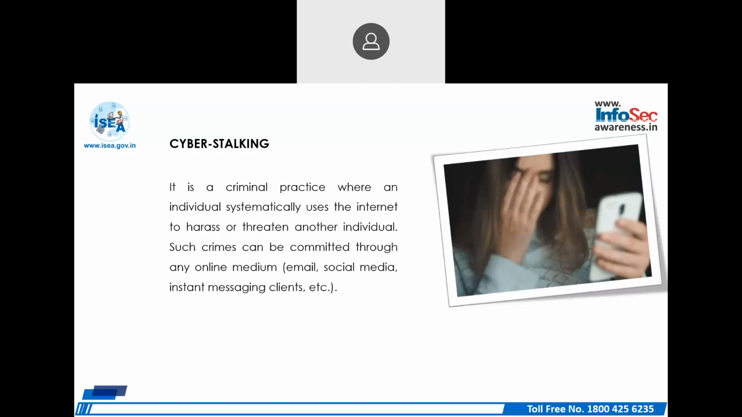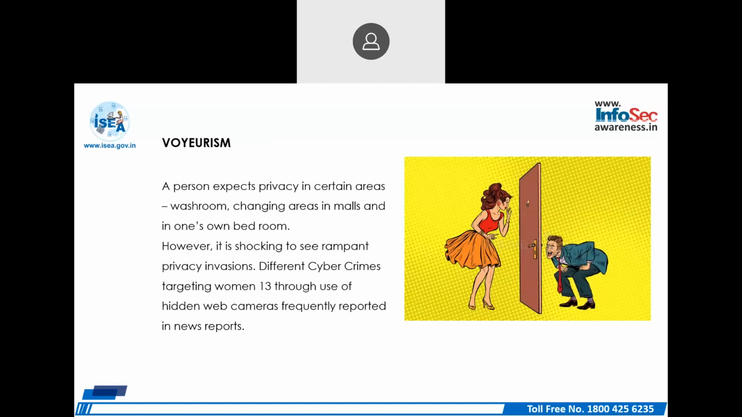Now, such crime can be committed through any medium, whether it be email, social media, WhatsApp, or Facebook. A lot of Facebook requests are there. Instagram is there. Always keep a check on your followers, the people who are following you. Do you actually know them? The people who you are following, do you actually know them? If you don't know them, please remove them, because they may be stalking you in some way. Now the next is voyeurism.